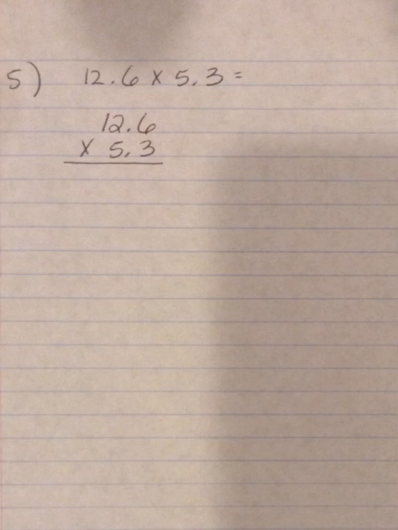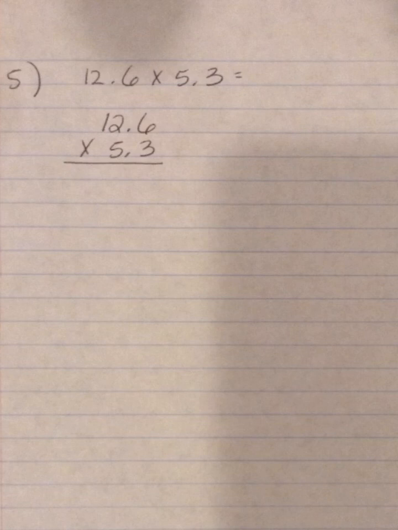Okay, in box number 5, we're going to do another multiplication of decimals problem. So we're going to say 12.6 times 5.3, and I like to set up these problems vertically because it just is easier for me. And I also like to put the number with the most digits on top because that helps me. You can do it however you want, but for me that works better. So my first step is to just multiply as I normally would.